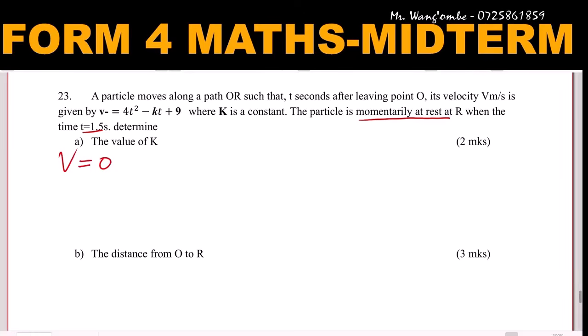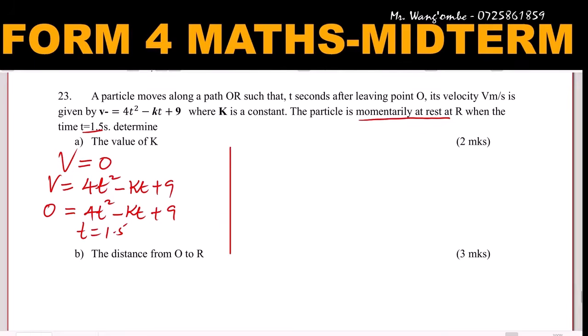So we'll take this expression for velocity and equate it to 0. Velocity is given by 4t² − kt + 9. So at rest it will be 0: 0 = 4t² − kt + 9. Another thing, we are given the time it is at rest, when t = 1.5 seconds. So we simply substitute t = 1.5 in order to get the value of k.